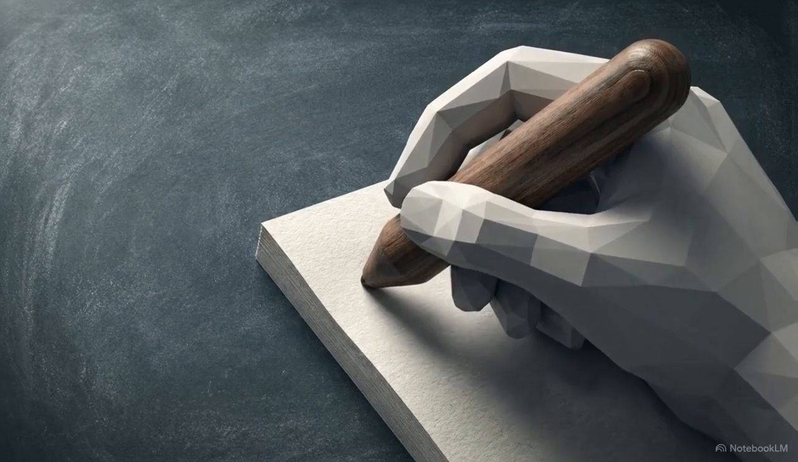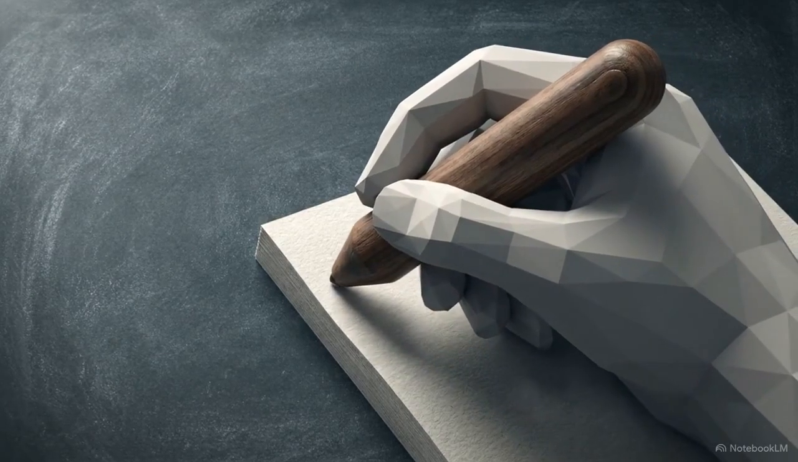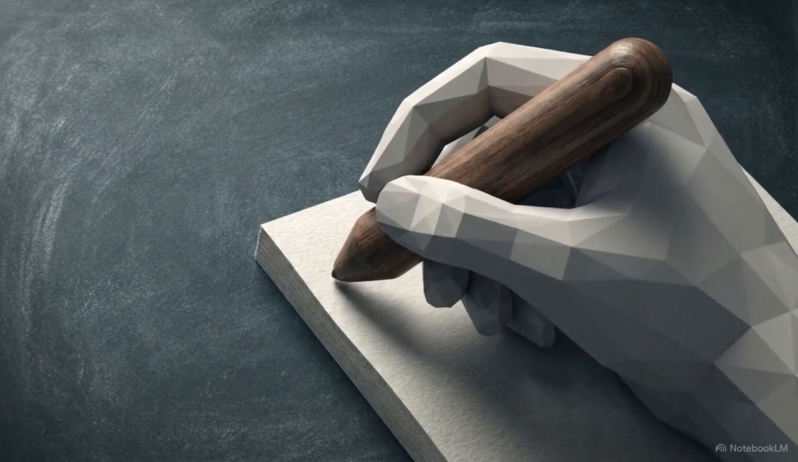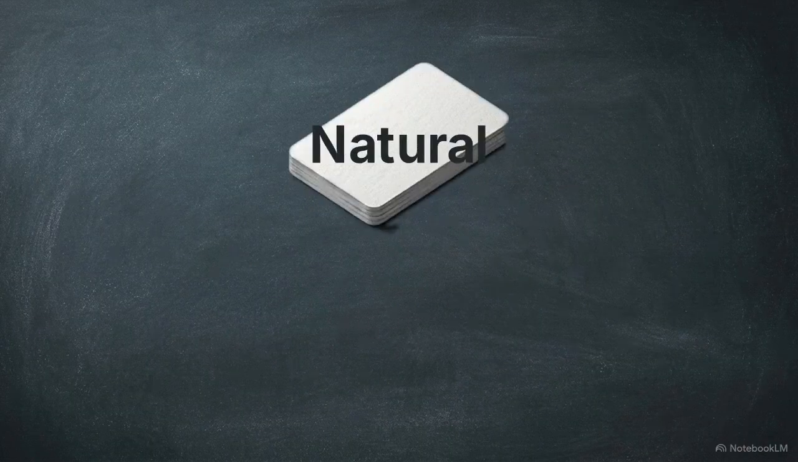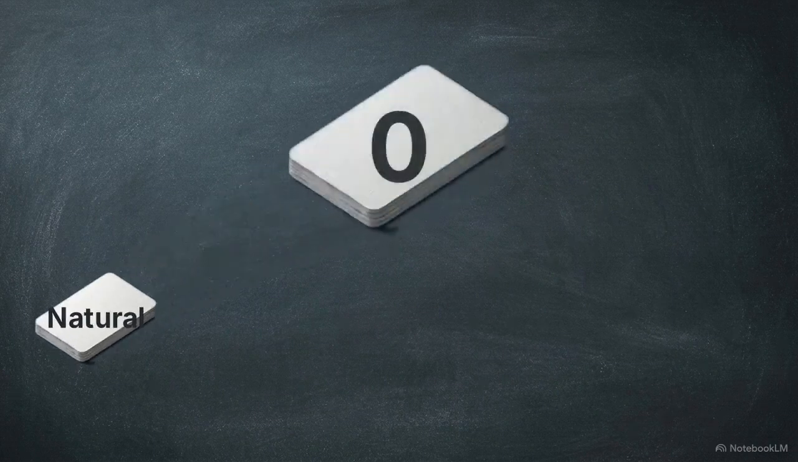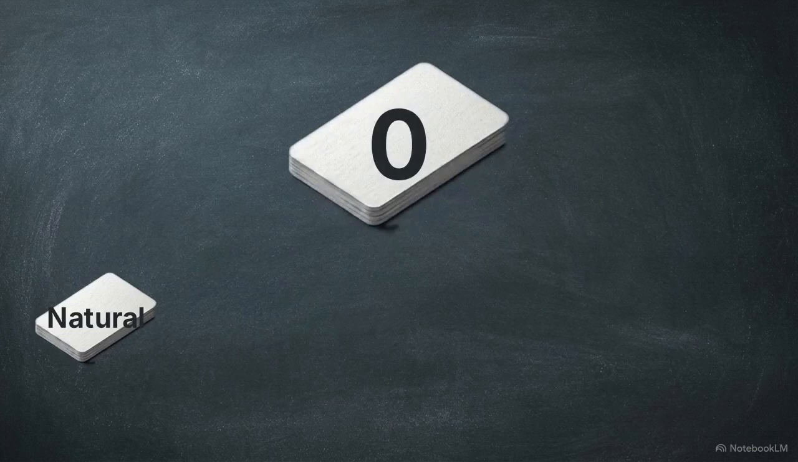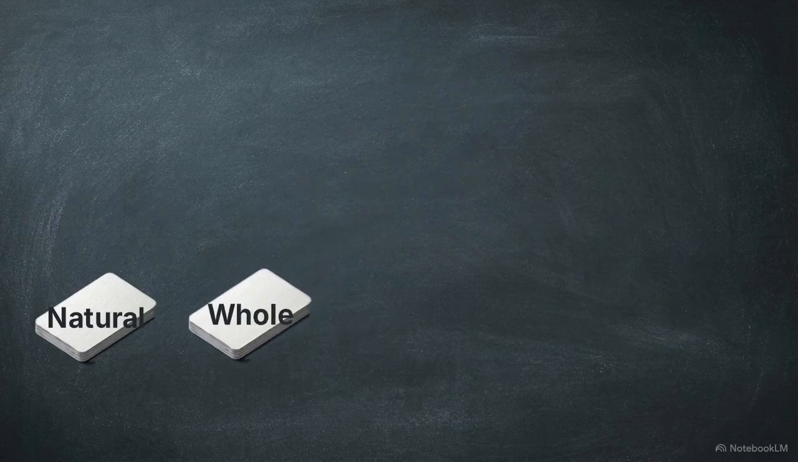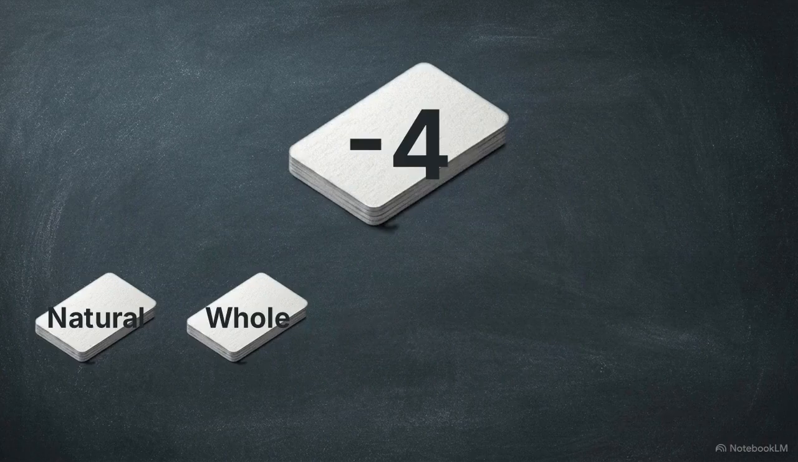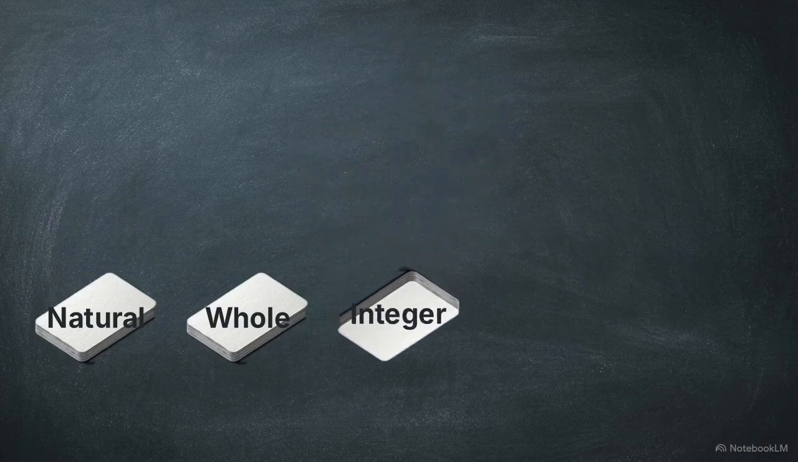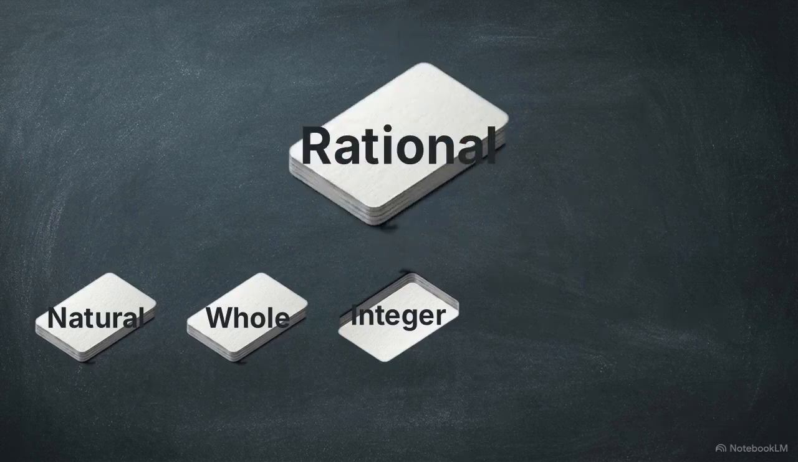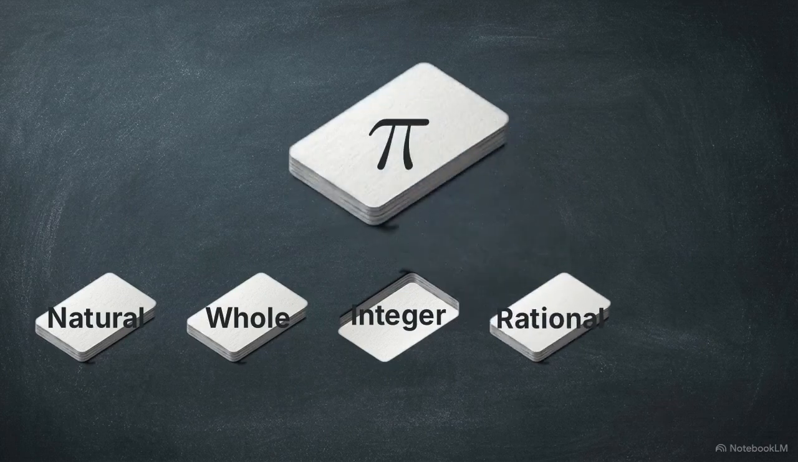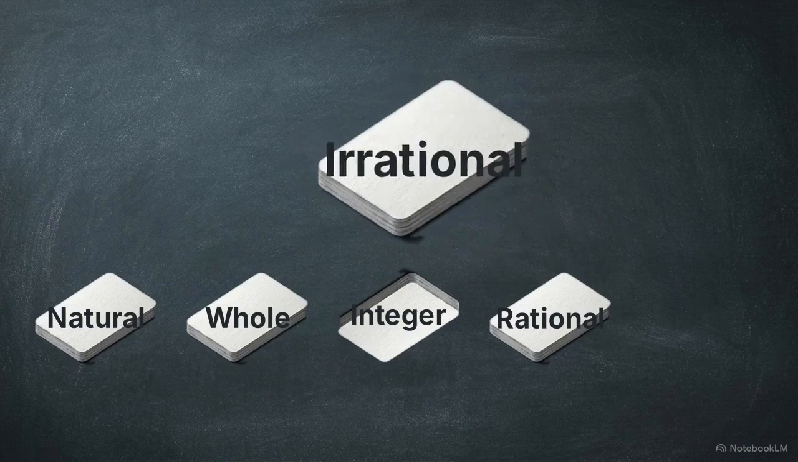Ready your pen? You have 5 seconds to identify the set for each of the following 5 numbers. Number 1, 7. This is a natural number, our innermost category. Number 2, 0. This value belongs to the whole numbers. Number 3, -4. This falls into the integer set. Number 4, 3/5. As a fraction, this is a rational number. Finally, pi. Because the decimal never repeats, it is irrational.